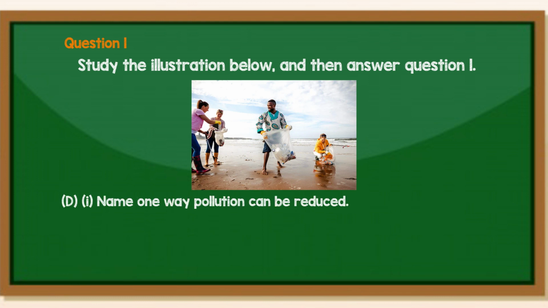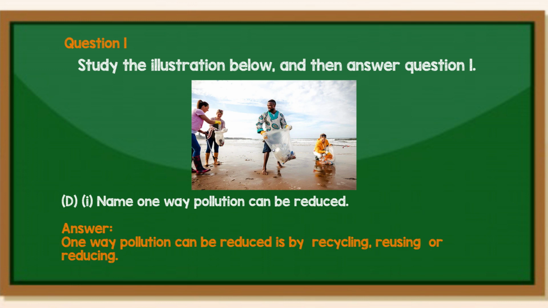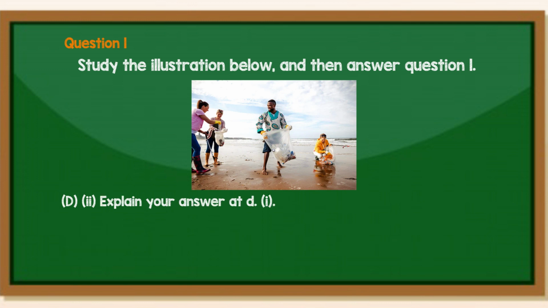D1. Name one way how pollution can be reduced. One way how pollution can be reduced is by recycling, reusing, or reducing. So any one of those answers is correct. And finally, for question 1D2, explain your answer at D.